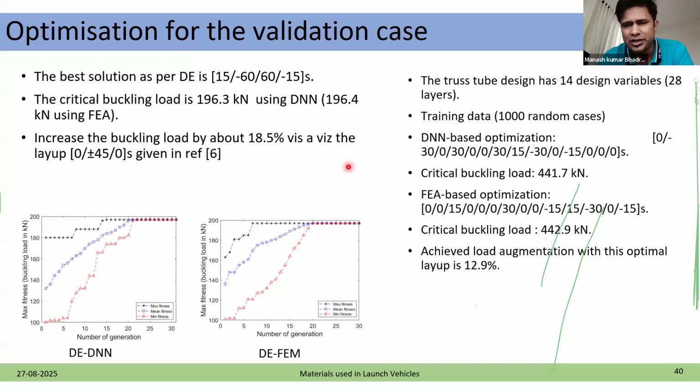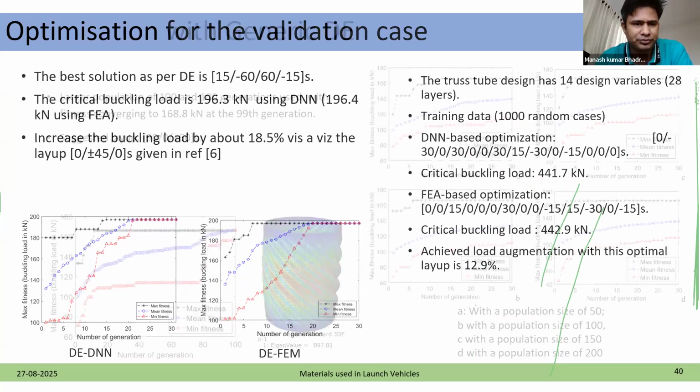And with that validation, the optimization of this truss structure was finally carried out, which has 28 layers. Because of symmetry, 14 design variables are there in this case. Because the number is higher, we considered 1,000 data points as the training data, so as to keep the error within the set benchmark of 5%. With that, when we did the optimization, we could increase the buckling load to 441.7 kilonewton, which is around 12.9% higher than the initial buckling load of 392 kilonewton.